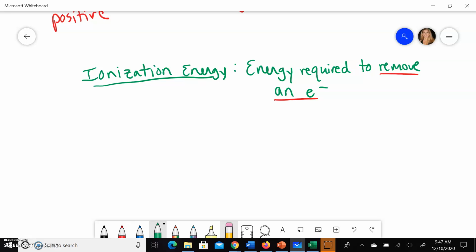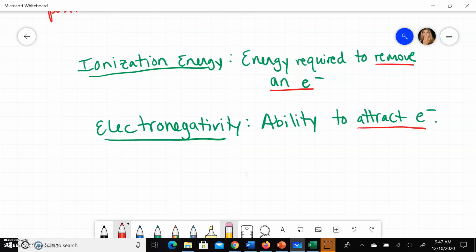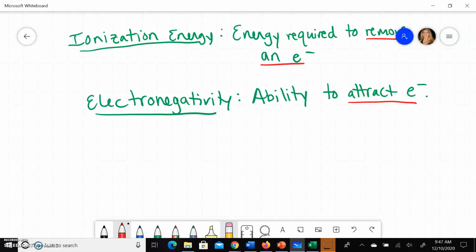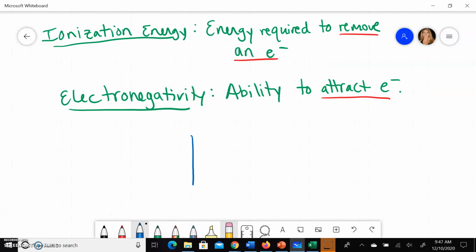The other big, long, fancy science word we did was electronegativity. This is the ability to attract electrons. It's kind of specific, it's when it's in a bond, but we're just going to focus on attracting electrons. These actually both have the same trend. Even though they're opposite ideas, because of the wording of the definitions, they end up with the same trend.